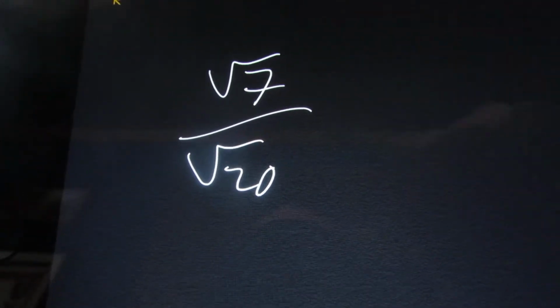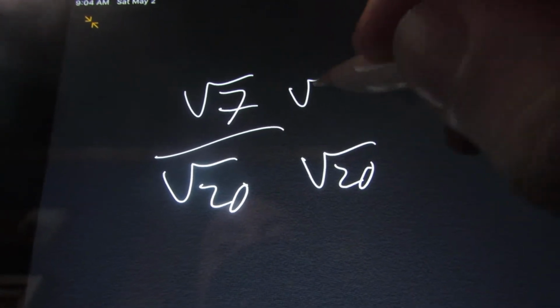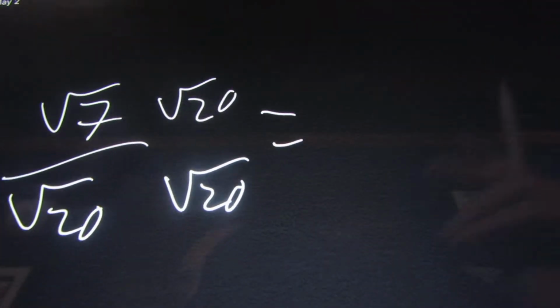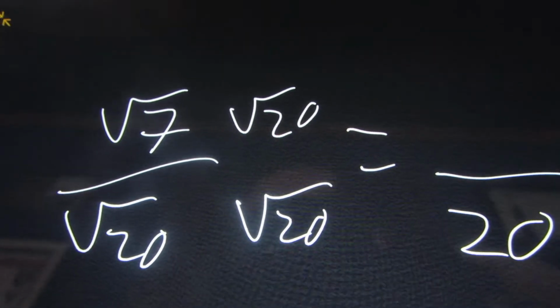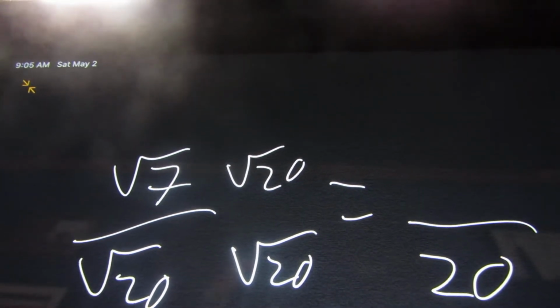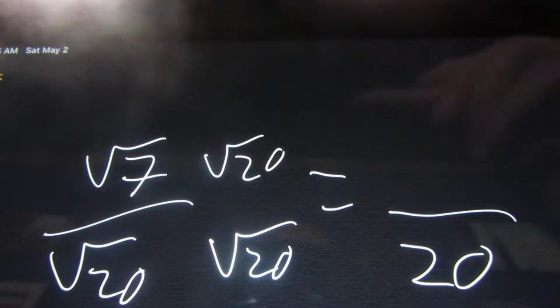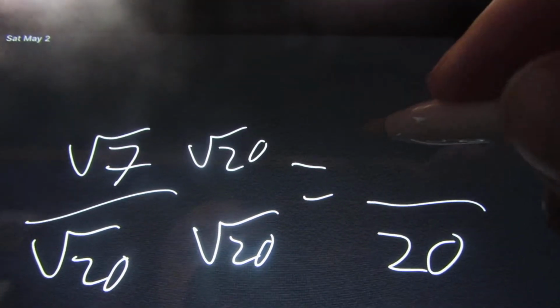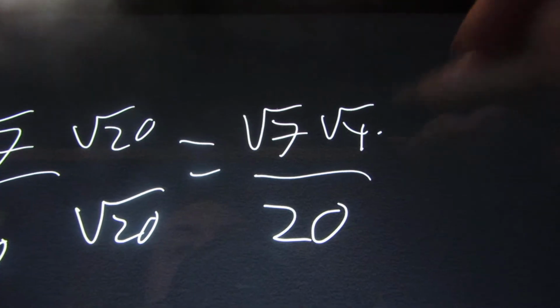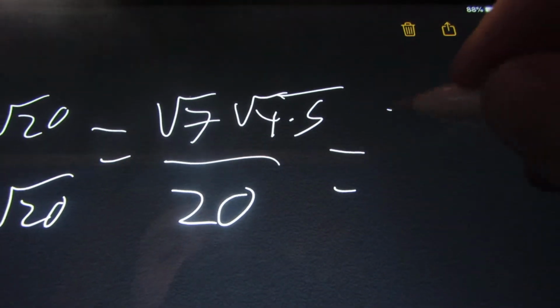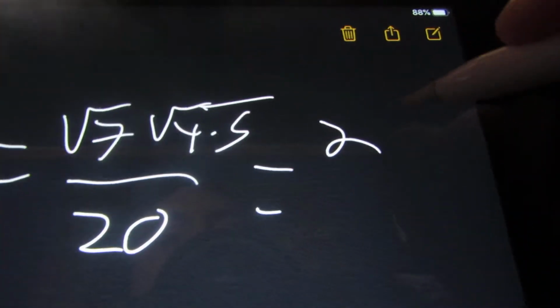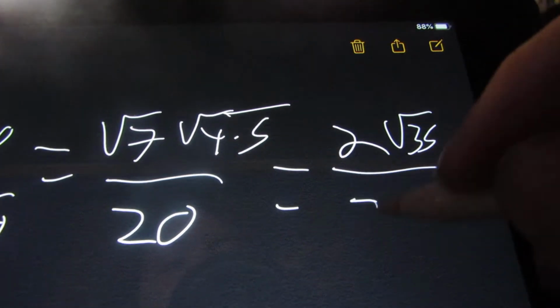So let's say that we have square root of 7 over square root of 20. So the bottom here is square root of 20. So I'm going to multiply both sides, both top and bottom, by square root of 20. And when I do that, the bottom is just going to be 20. But notice that 20 is one of them that we've done before, which is 4 times 5. So before I multiply 7 times 20, I'm just going to break it up like that. So square root of 7 times square root of 4 times 5. So now I can take the square root of 4, which is 2, and square root of 7 times square root of 5 is square root of 35, and that's all over 20.